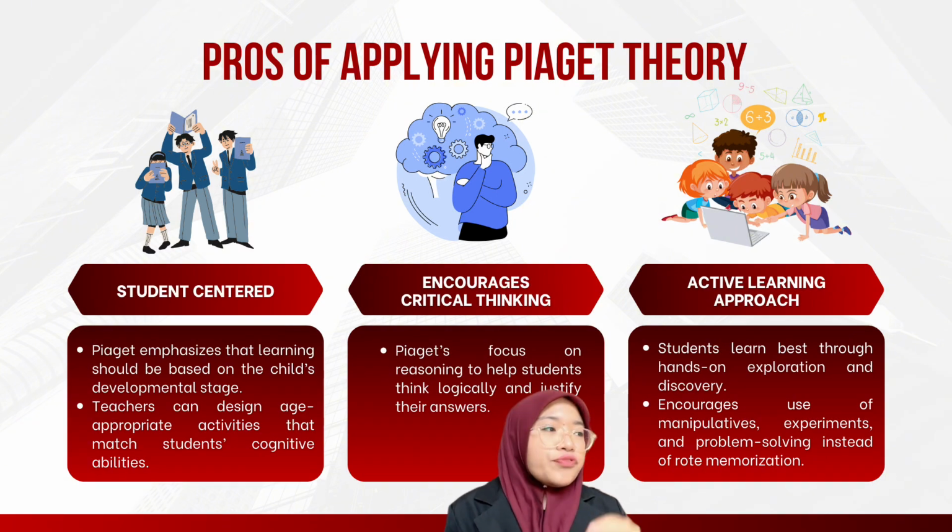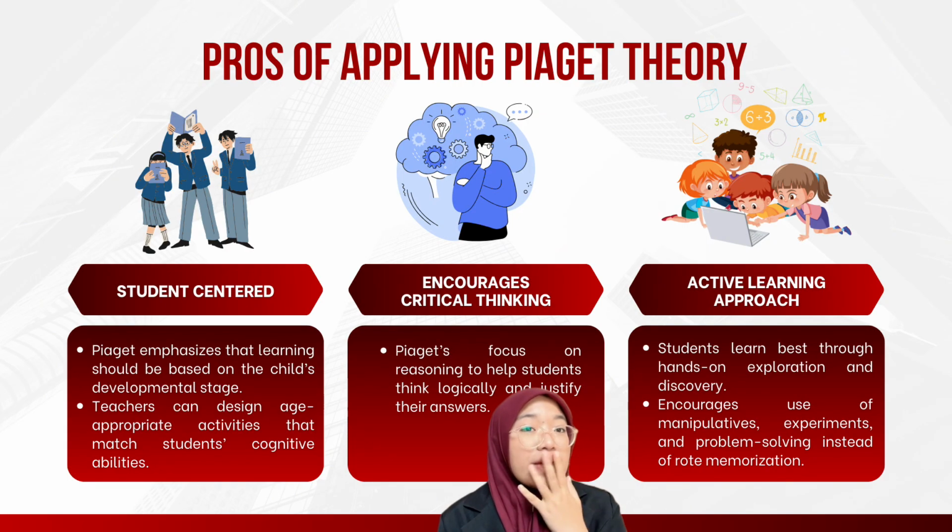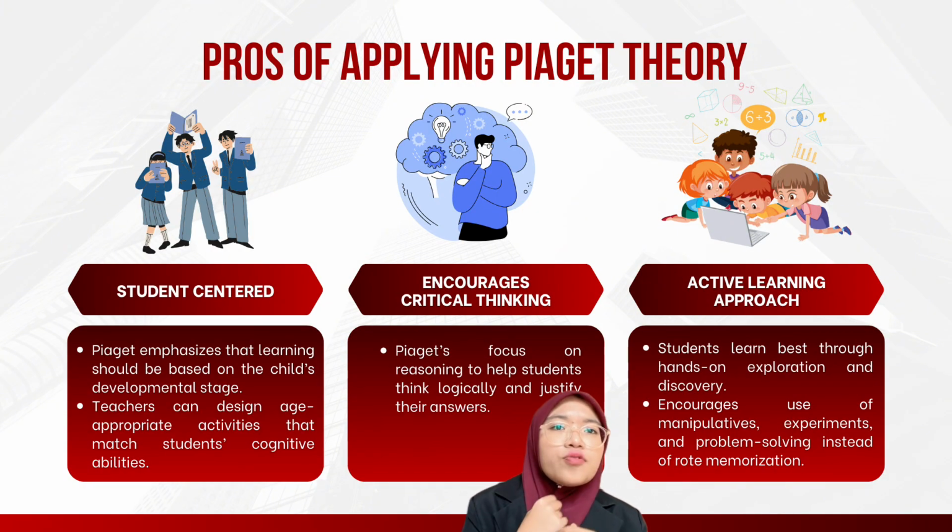For example, if the teacher teaches adolescents exactly the same as 7 to 11-year-old kids, it will make them bored or find it funny, because, oh, I know this, but why does the teacher do it like this?